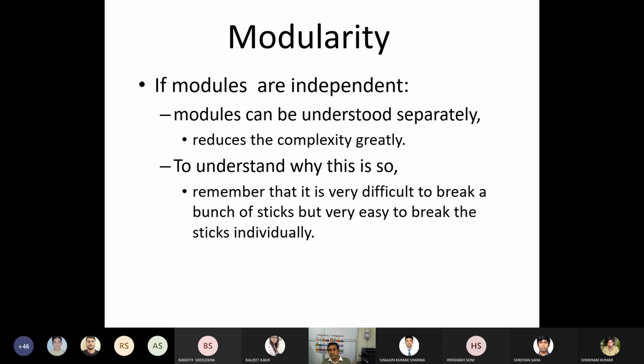These modules can be understood separately. Remember that it is very difficult to break a bunch of sticks, but very easy to break the sticks individually. With the proverb we always use, unity is strength, but here it is something reverse. A group of sticks is very difficult for us to break, but if you take those sticks individually, then you can easily break them. That way you can understand each and every stick individually.